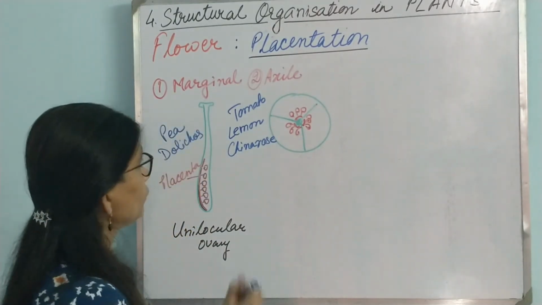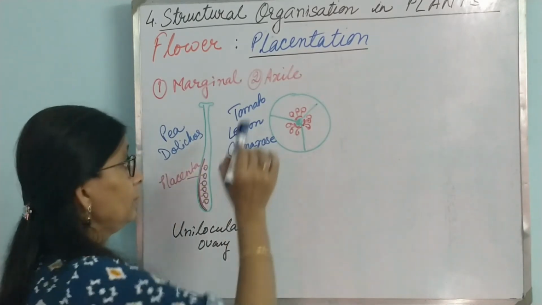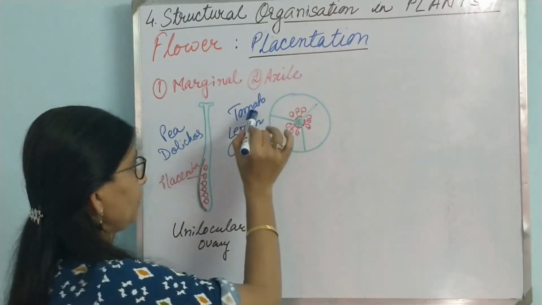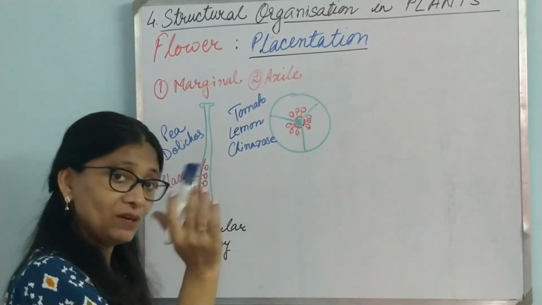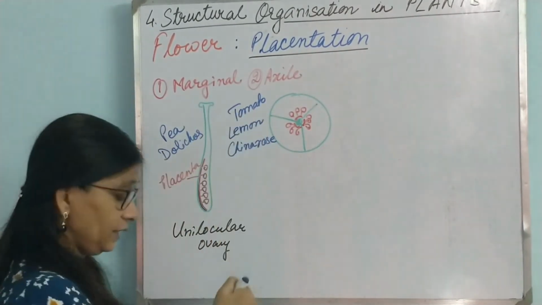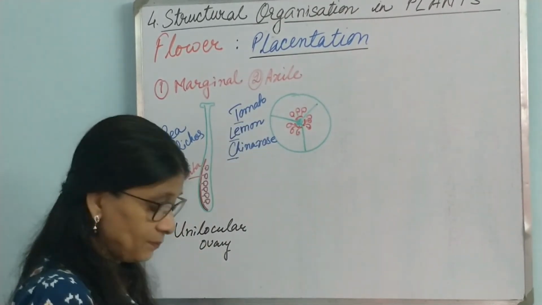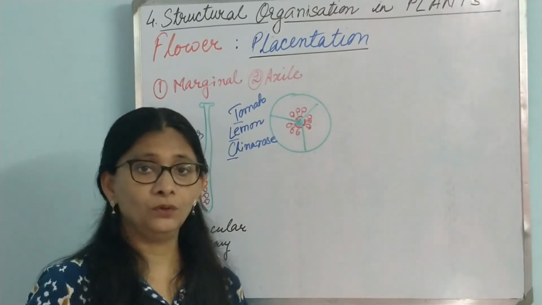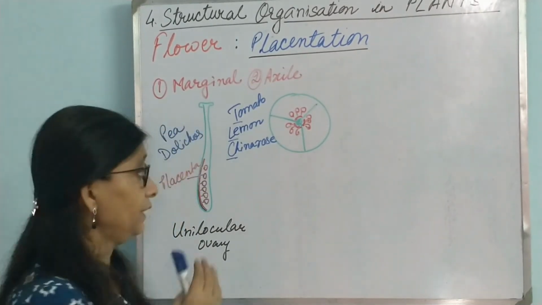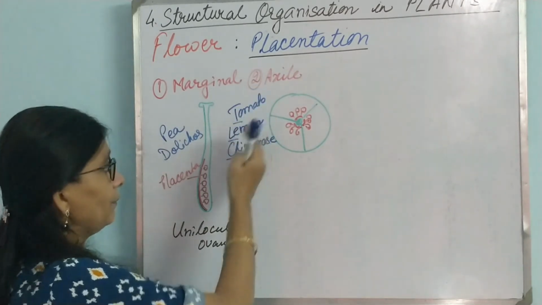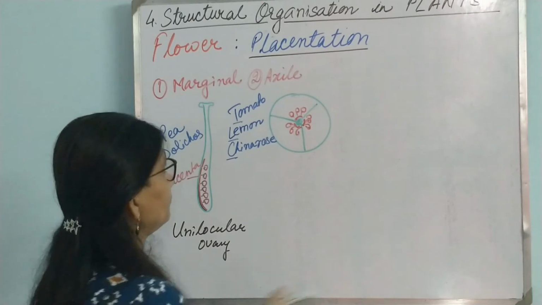So now the trick is to remember the examples. Examples are important. Axile placentation is seen in tomato, lemon, China grass. Remember TLC, the first letters, the initials. We have TLC like total leukocyte count or total lung capacity. So remember the examples with their initials, T, L, C: tomato, lemon, China grass. So that is axile. Now let us come to the third type.